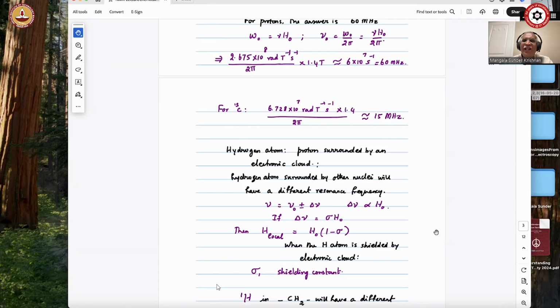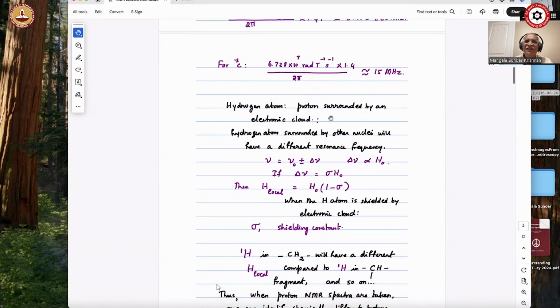Okay. Now, this is assuming no chemical effect. The gamma is a nuclear property. So when you use this number 2.675 and when you use this 1.4 Tesla, you say that all the magnetic field that I apply can be seen by the nucleus. No electrons in between, no other nuclei. But that's not the case.